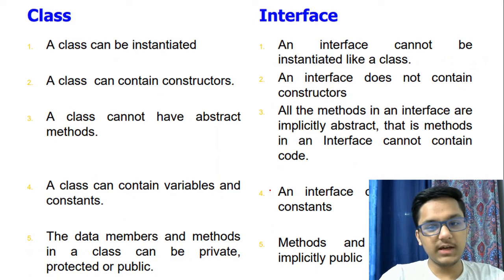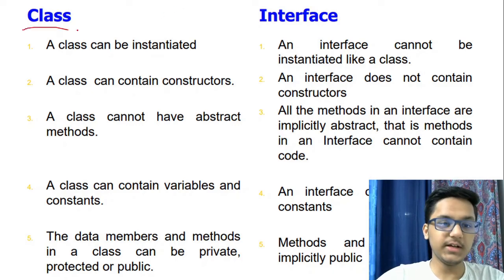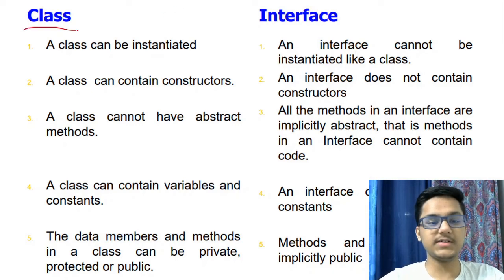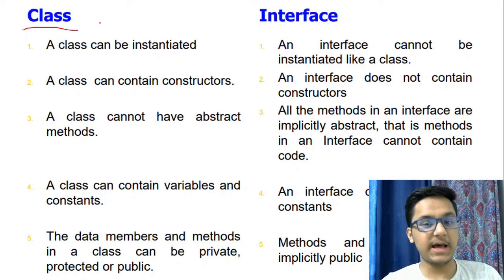Now let's have a look at the difference between a normal class and an interface. You shouldn't get confused about what this class is. There are actually two types of classes, concrete class and abstract class. An abstract class you already know, and a concrete class is a class which is not abstract. So just the normal classes we use. And if you put the abstract keyword, then it becomes an abstract class.